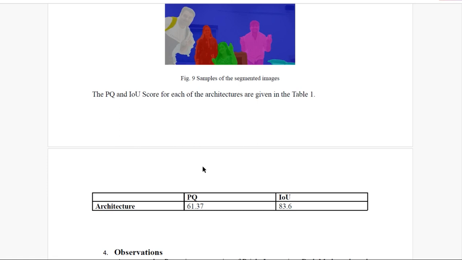Moving to the results, this is the PQ. This is the panoptic quality, which is 61.37, which is very high. And the IoU score, oh my god, it is 83.6, which is far better than the earlier results of the research paper which we took the reference from.